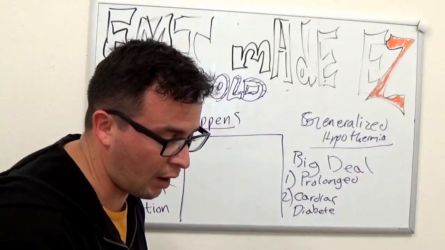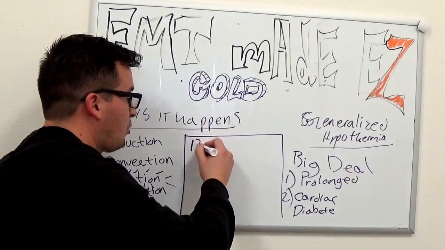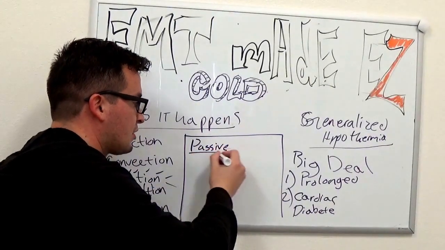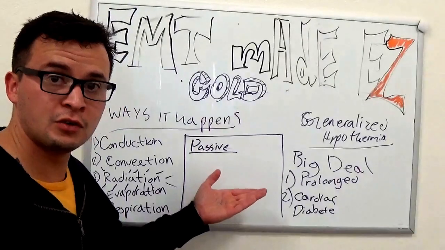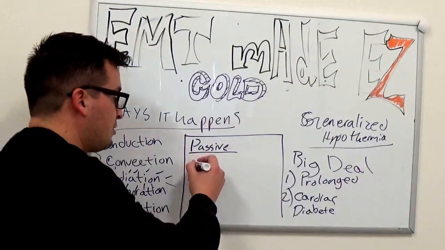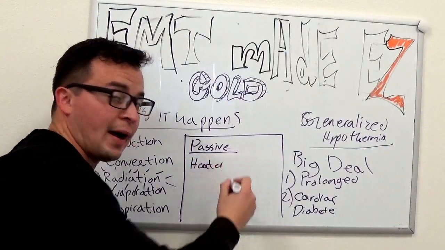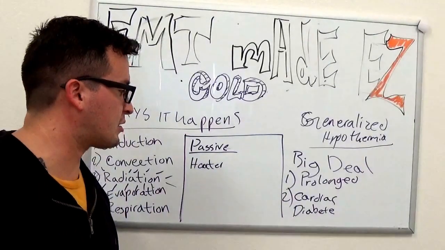That's it. So as far as treatments, we have what's called passive treatments. Passive means just that, obviously. So that means that you're gonna warm the patient off using some kind of passive form. That means turning on the heater. So heater is gonna be on, right? Heater in the car. In the back of your rig, turn on the heater. It helps the patient warm up passively.